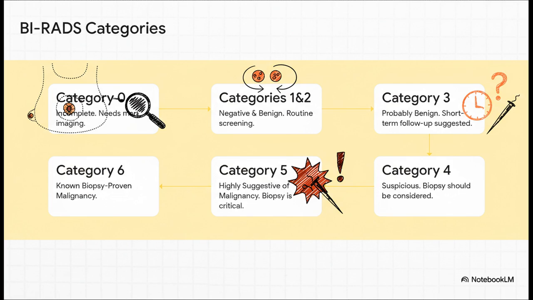3 is probably benign. This can be a stressful one because it's kind of a watch and wait situation, but it means there's a less than 2% chance of cancer, so they suggest a short-term follow-up. But then we get to 4 and 5 and things get serious. 4 is suspicious, and a biopsy should be on the table. 5 is highly suggestive of malignancy. A biopsy is absolutely critical here. And 6 is just for a known cancer that's already been proven, usually for tracking it during treatment.